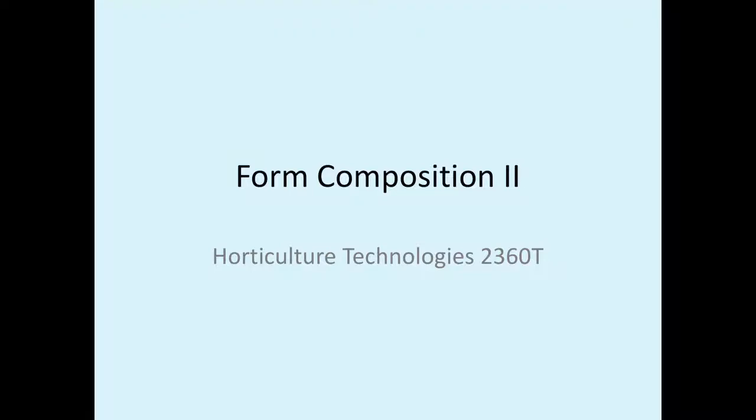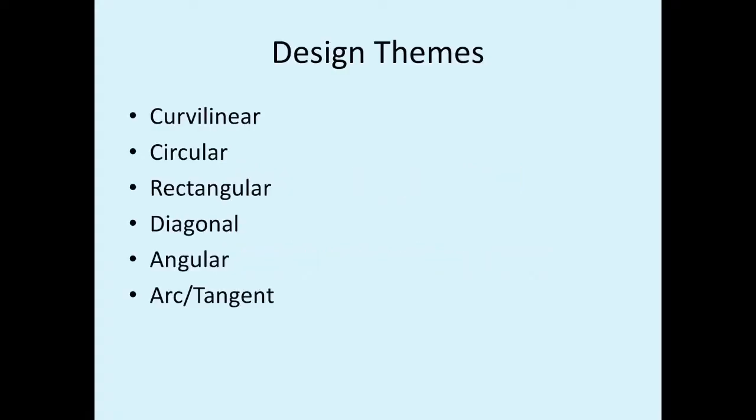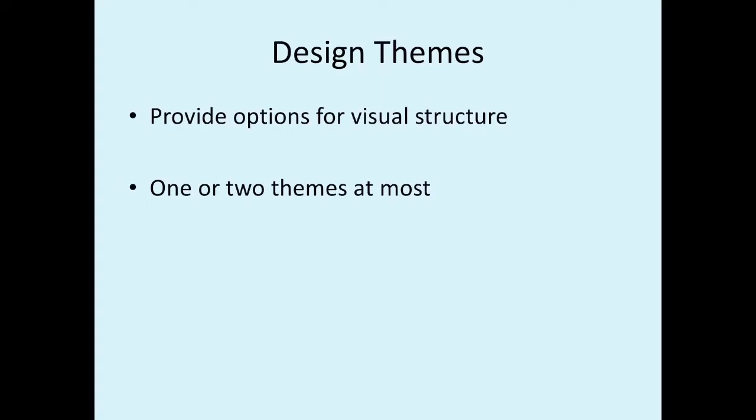So this will be form composition 2. We're going to get a little bit more detail into form composition. We've already talked a little bit about circular and rectangular themes, but this is kind of a rehashing of the various themes that you might have. So we're going to go into a little bit more detail with some of these. As a reminder, this just provides your options for visual structure.